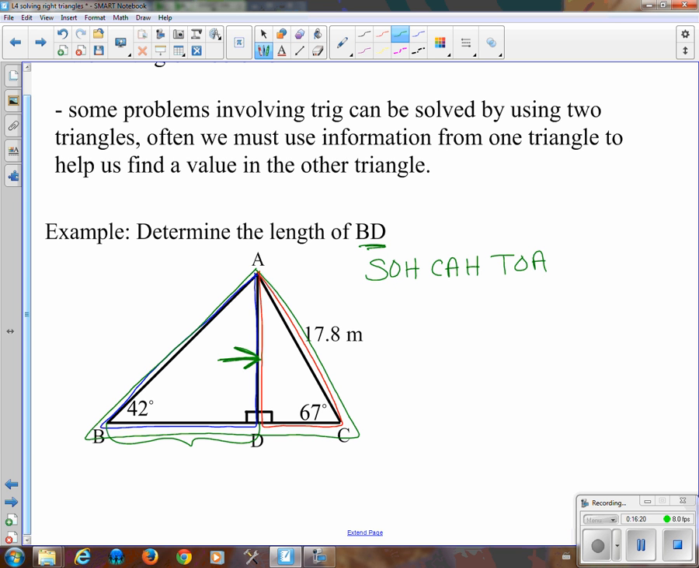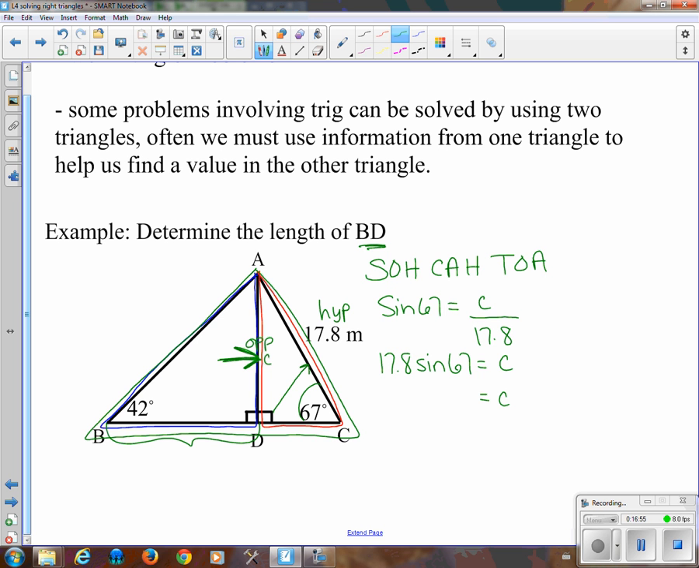So I'm going to use SOHCAHTOA to find AD, or I'm going to call it C because it's across from angle C. It's opposite angle C. So there's my angle C. Side C is opposite. And the number I'm given is on the hypotenuse, 17.8. Opposite and hypotenuse are sine. So sine of 67 is opposite C over 17.8. 17.8 times the sine of 67 is the length of the side I'm looking for.